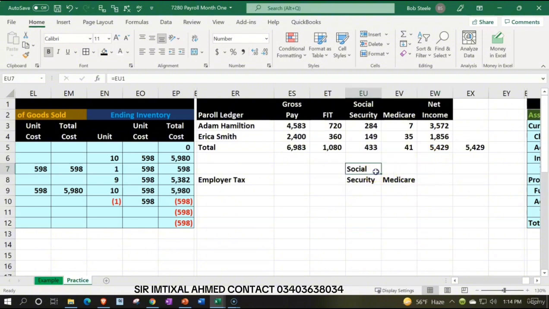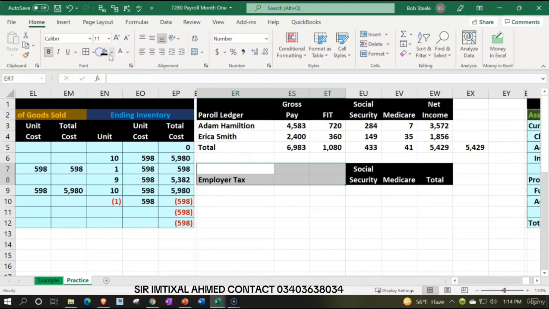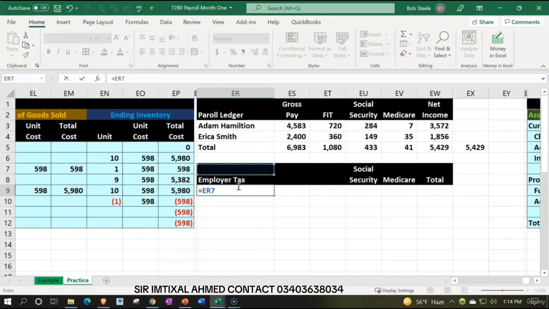So let's go ahead and put a total over here too. Total, we'll total this up. And then I'm going to make this outer column black, white. Let's center it. I'm going to make this whole thing black and white as well. And then we've got our two employees, which will be Adam and Erica.